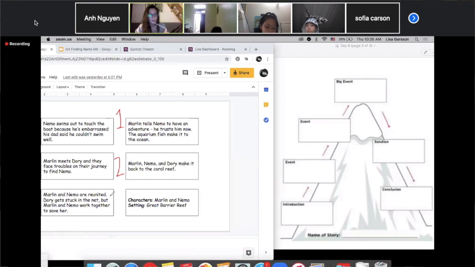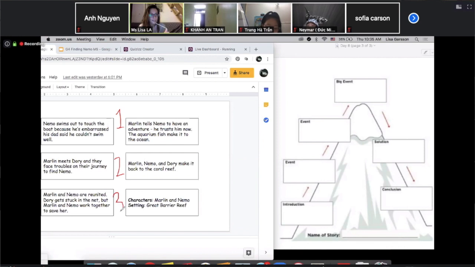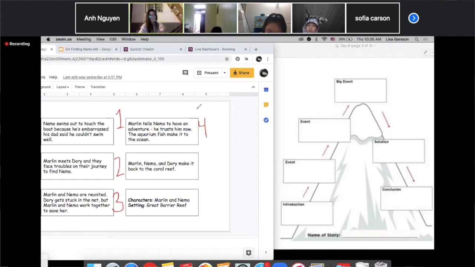Number 3: Marlin and Nemo are reunited. Number 4: Dory gets stuck in the net, but Marlin and Nemo work together to save her. Number 5: Marlin tells Nemo to have an adventure. He trusts him now. Number 6: The aquarium fish make it to the ocean. Number 7: Marlin, Nemo, and Dory make it back to the coral reef. And our characters are Marlin and Nemo, and the setting is the Great Barrier Reef.